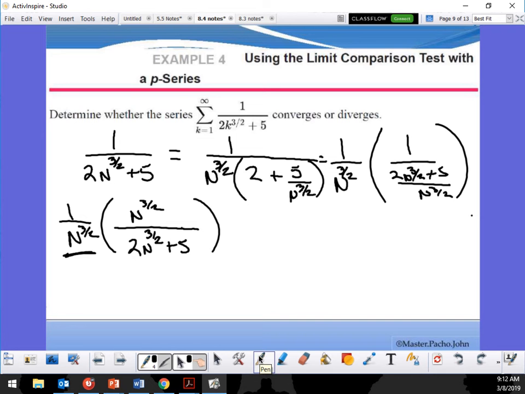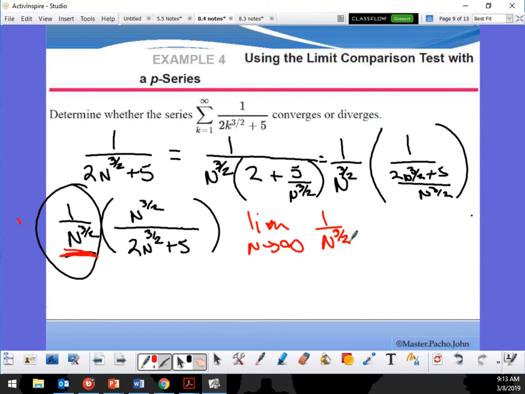All right, so I'm going to compare it to this piece right here. You're right. Limit comparison, because I was using the other one that was yesterday's. This one's today's. So I'm comparing it to this. That's going to be my B of n. So it's going to be the limit as n goes to infinity of 1 over n to the 3/2 times n to the 3/2 over 2n to the 3/2 plus 5, over 1 over n to the 3/2.